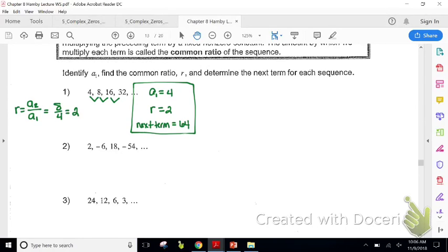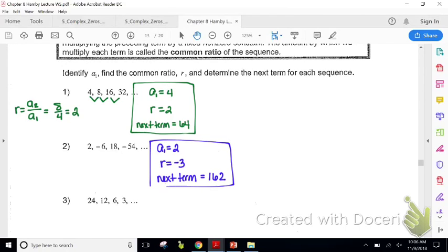So example 2 there. What is your first term? 2. What is your common ratio? Good, -3. And what is your next term? All right, and y'all do number 3.